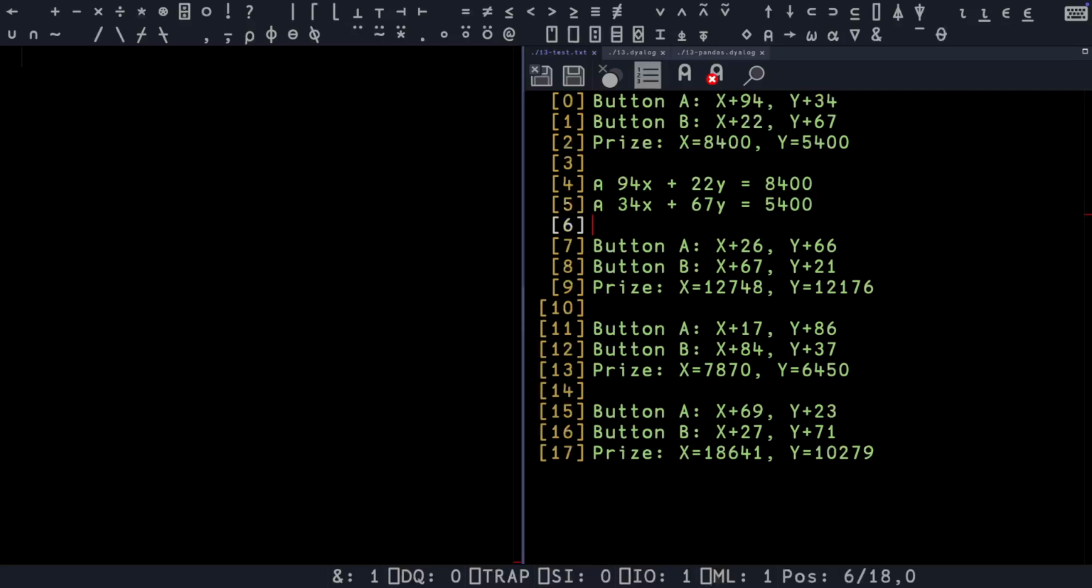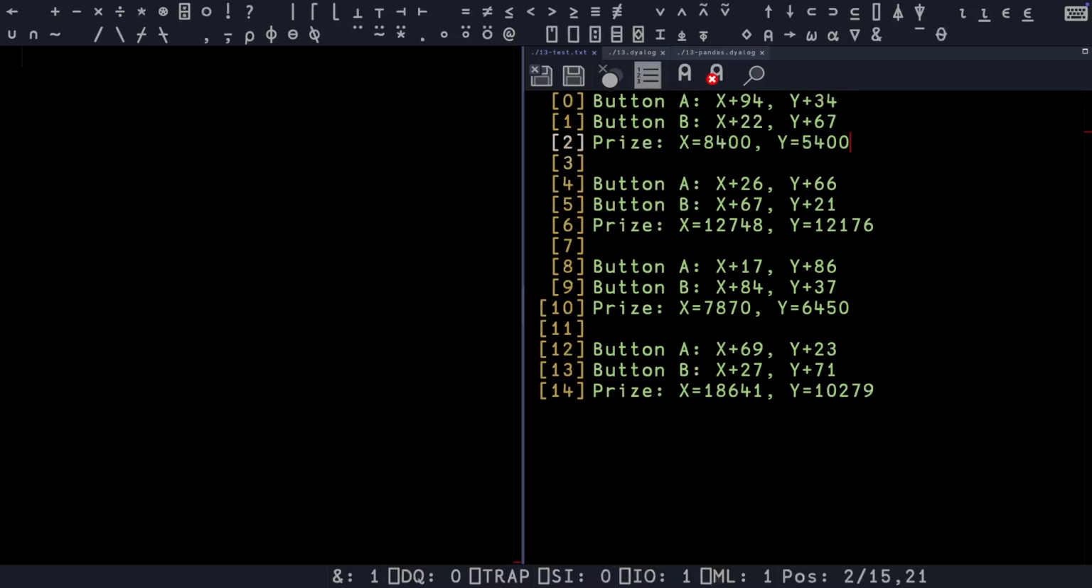And this is a system of linear equations with 2 unknowns. And so, if you remember reduced row echelon form or any of the other various methods for solving systems of linear equations like this, they can be solved that way. So I'll show you how to do that with APL here.